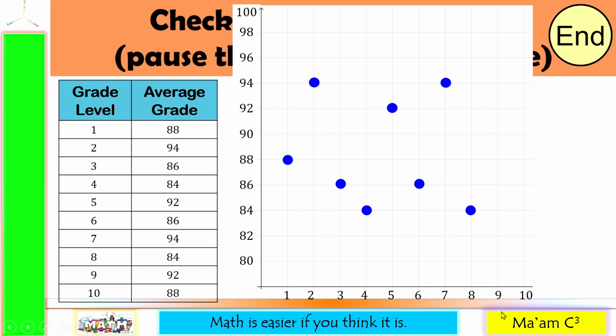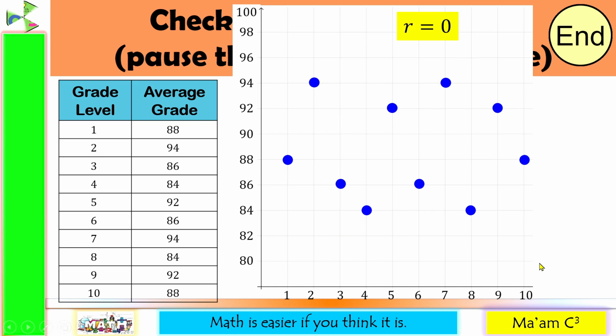Grade 7, 94, there. Grade 8, 84, here it is. Grade 9 is 92, there you are. And grade 10 is 88, here it is. So really, there is no pattern. This is neither positive nor negative. And upon computing, we found out that our r is indeed equal to 0.